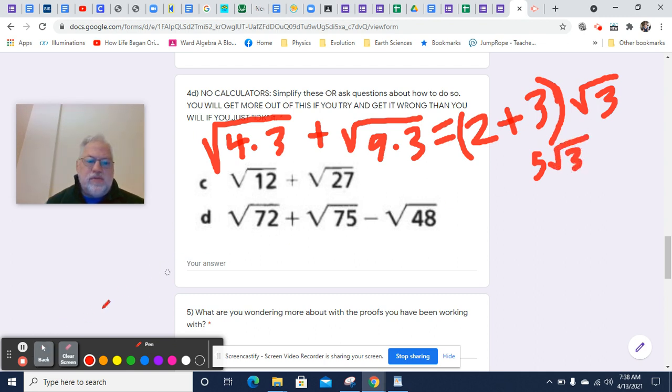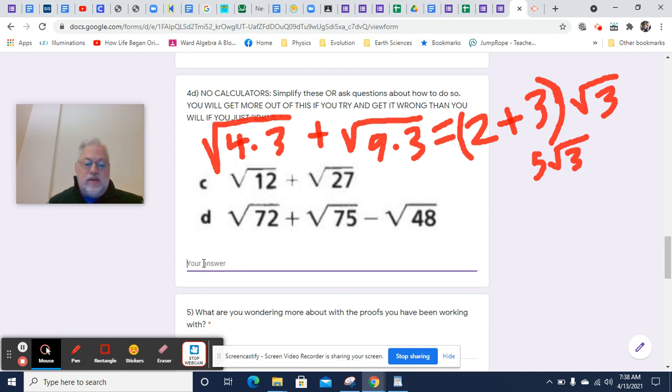Okay, now we're going to deal with just the principal root for this one. So that's going to be, C will end up being square root of 4 times 3 plus the square root of 9 times 3. And we can simplify that into 2 square root of 3 plus 3 square root of 3. And we can then make that 2 plus 3 times square root of 3. And that ends up being simply 5 square root of 3.